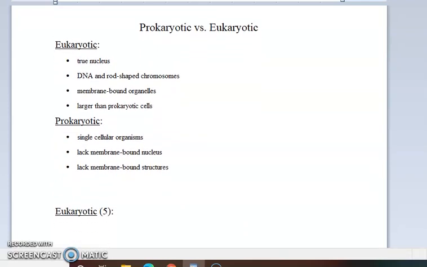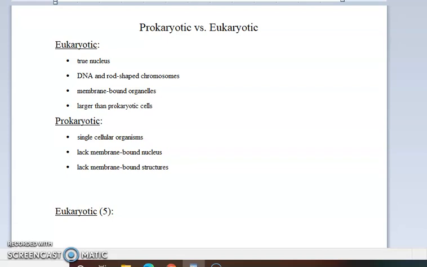So what are the differences between prokaryotic and eukaryotic kingdoms? So eukaryotic, they have a true nucleus. Their DNA is true and it's rod-shaped in chromosomes. They have membrane-bound organelles and a membrane-bound nucleus, and they are usually larger than prokaryotic cells. Again, prokaryotic is singular, so it makes sense that eukaryotics are larger.